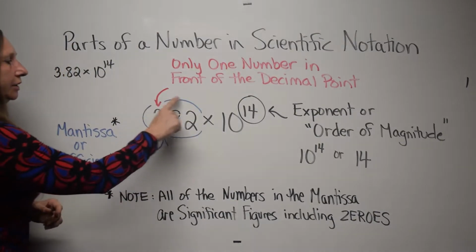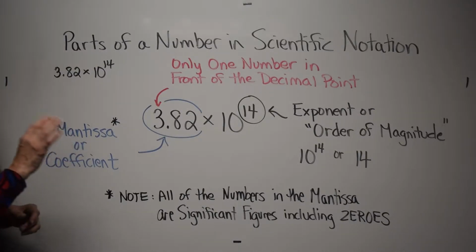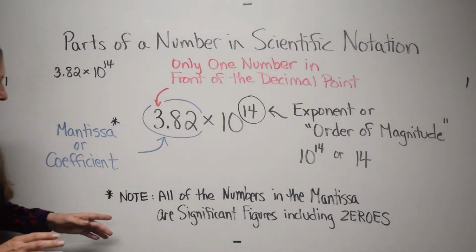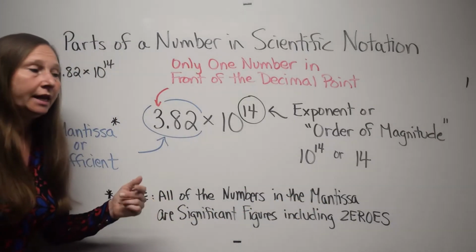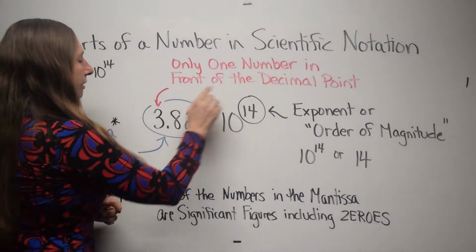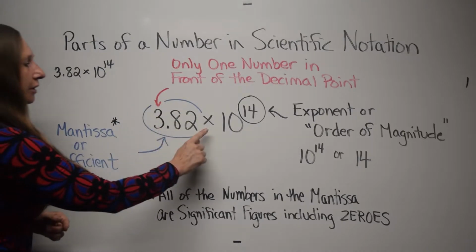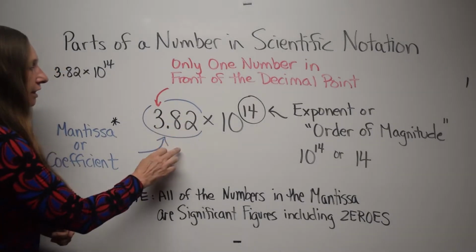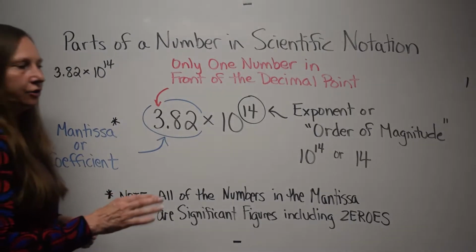This entire section up front is called the mantissa, or coefficient. And this will come up in a later video about significant figures. I'll just mention it right now. All of the numbers in the mantissa are significant figures, including any zeros that appear in the mantissa. Again, only one number can be in front of the decimal point. There it is, the number 3. This entire section in front of the multiplication sign is called the mantissa, or the coefficient.